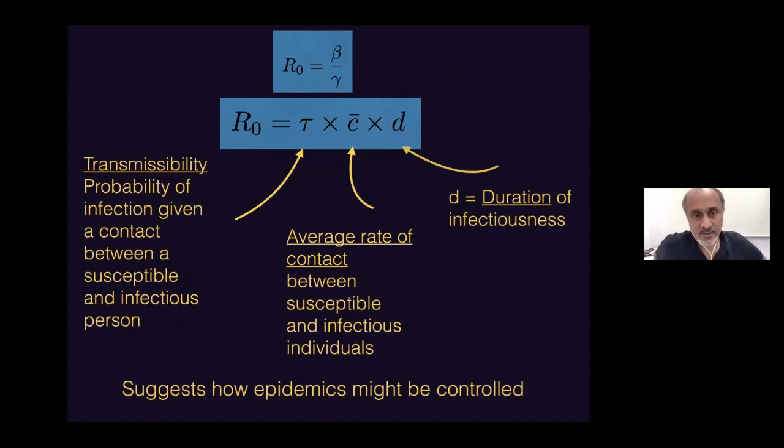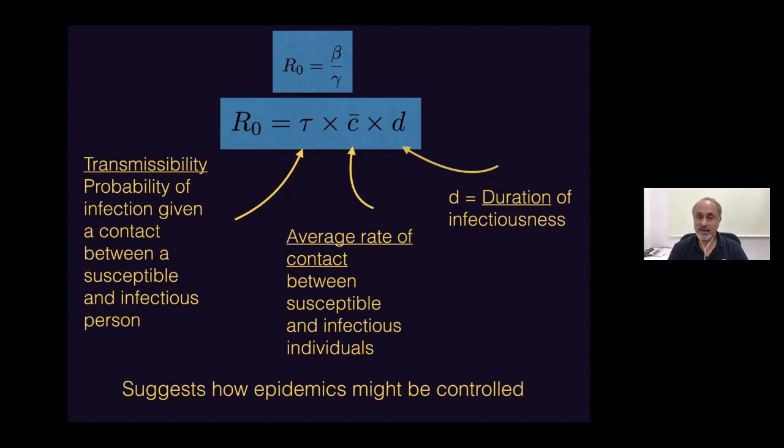Let me finish up with just one important point, and this is very crucial. We define R naught to be beta divided by gamma, but another way of thinking about R naught is that it has three parts. The first part is transmissibility, the probability of an infection given a contact between a susceptible person and an infectious person. So that's the tau that you can see over there. The second is how many contacts do you have in the first place on average.